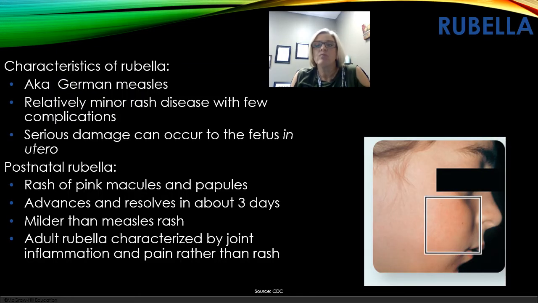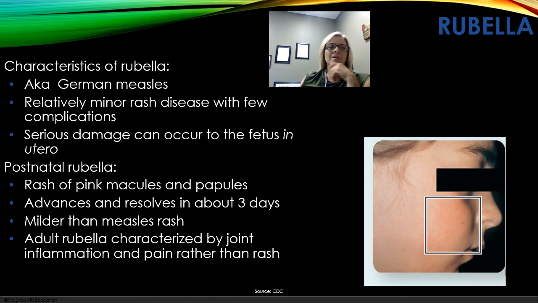All right, next we have rubella. This is what's also called German measles. So that would be the common name, and that means little red. And so this is minor, this has a minor rash with a few complications, but the biggest problem here with rubella is it can cause congenital issues. It can cause serious damage to a fetus in utero, okay? So women of childbearing age must be vaccinated, okay? Very, very important. Actually before conception.